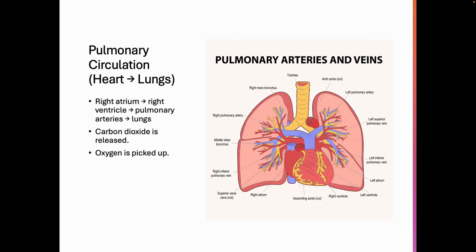Pulmonary means lungs. So pulmonary circulation is heart to lungs. It's going to the lungs to get oxygenated. So what happens there is the right atrium pumps into the right ventricle, then to the pulmonary arteries, to the lungs. The carbon dioxide is released, oxygen is picked up, and it's brought back to the heart.